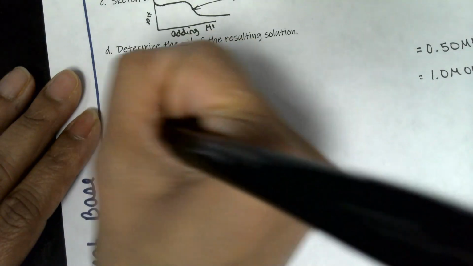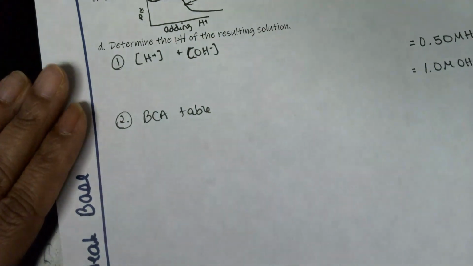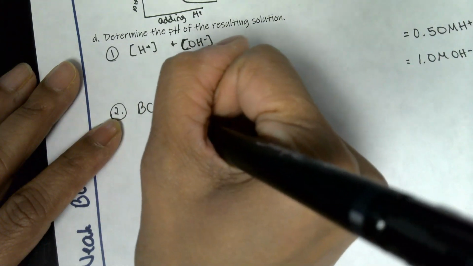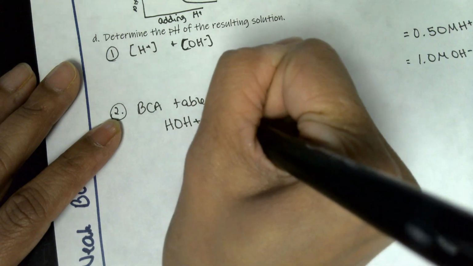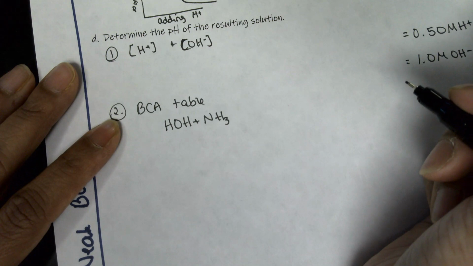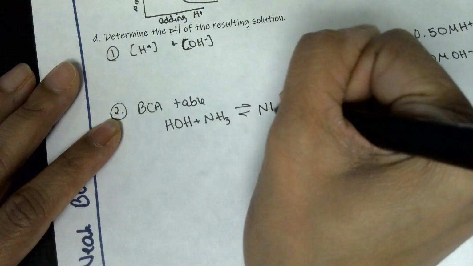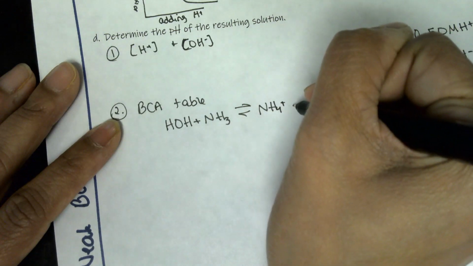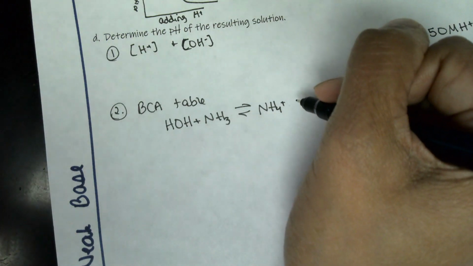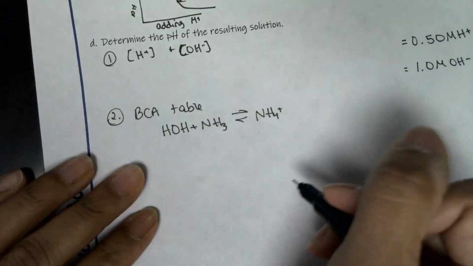Then we throw it into a BCA table, same exact thing that we've done for each and every single one of those other ones, with the exception of the strong acid with the strong base. So let's see. I'm going to use my H plus, NH3, and NH4 plus. I'm thinking because I have a weak base here, I'm actually not going to show that OH minus. So I lied. My bad.